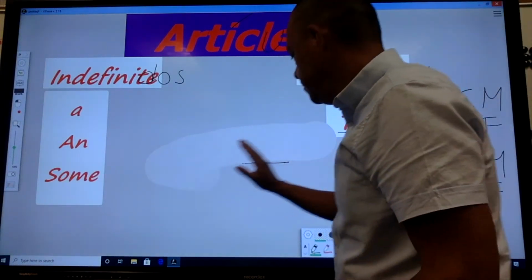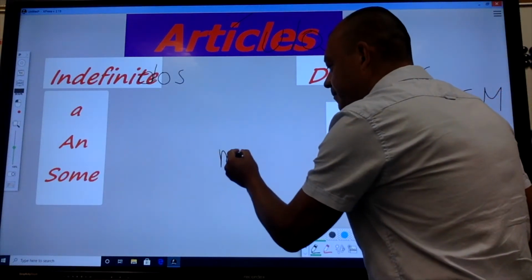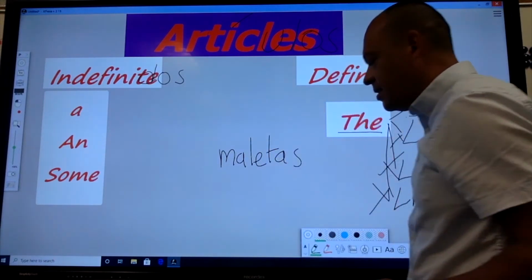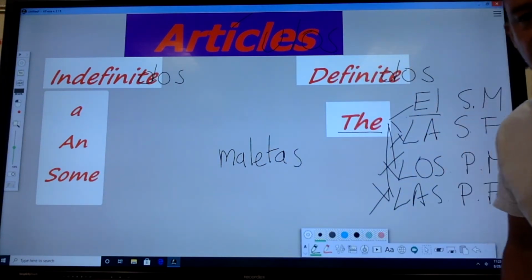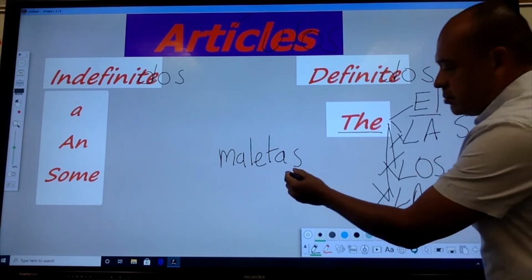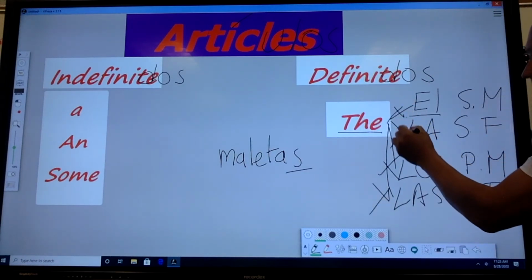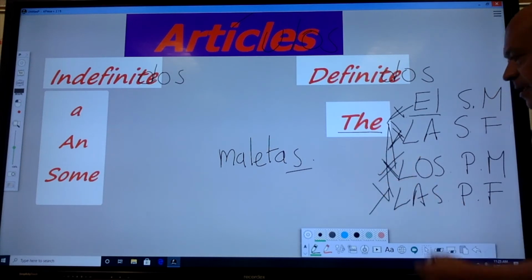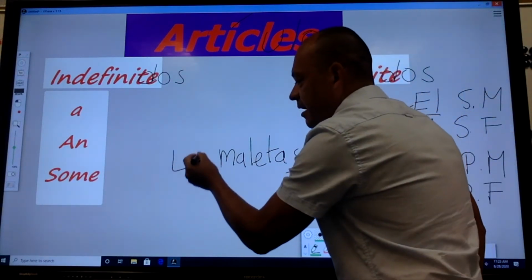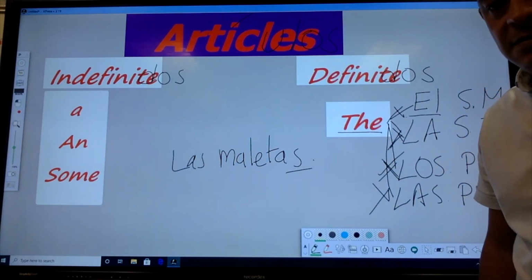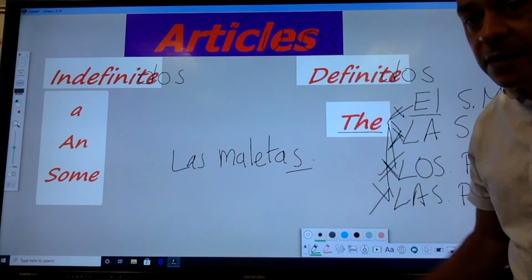Let's do another one. Maleta. Or let's do maletas. Suitcases. All right. Singular or plural? It is plural. Eliminate it. Is it masculine or feminine? It is feminine. Eliminate it. I have one left. Las maletas. The suitcases. Right? We know which ones we are talking about.